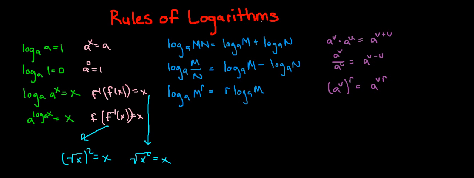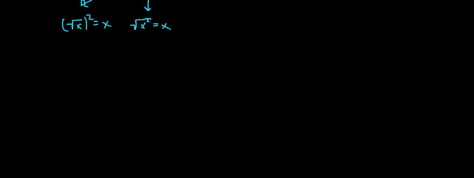So let's figure out where these come from. What I'm going to do first is make up a couple of functions. First, I'm going to say that a raised to the v is equal to some number m, and that a raised to the u is equal to some number n. Now I need to start with my rule.